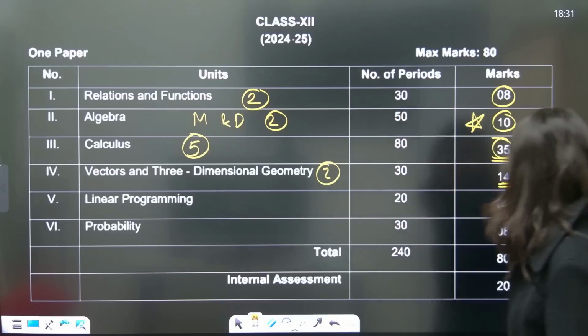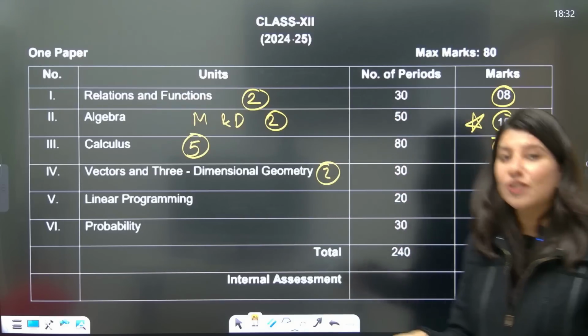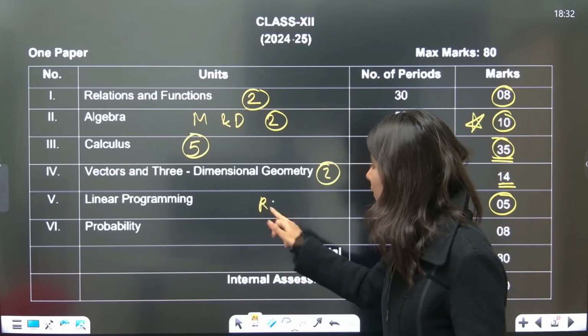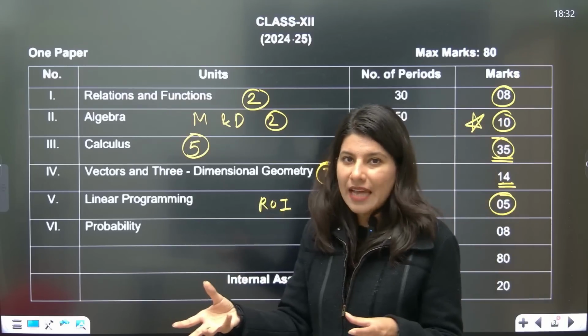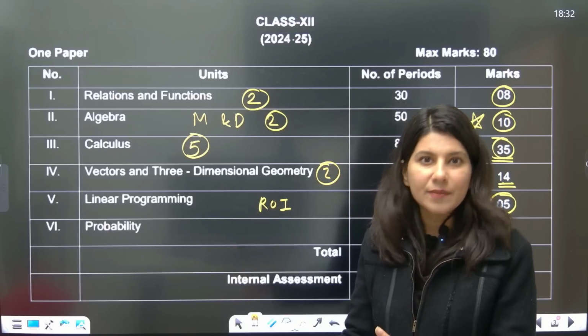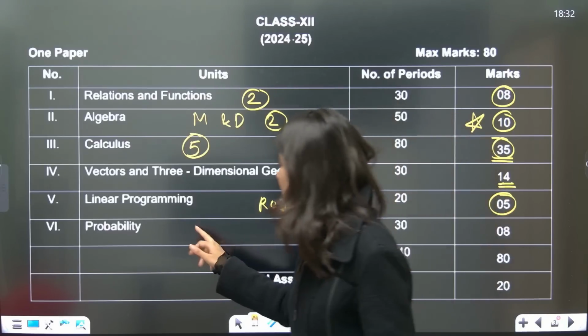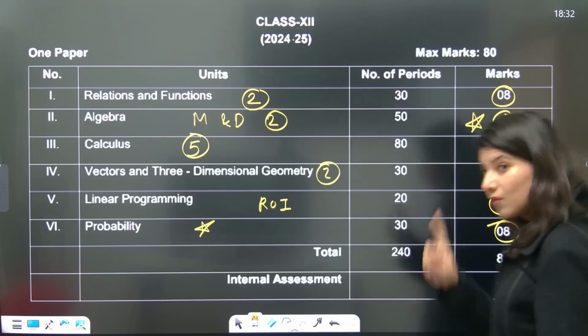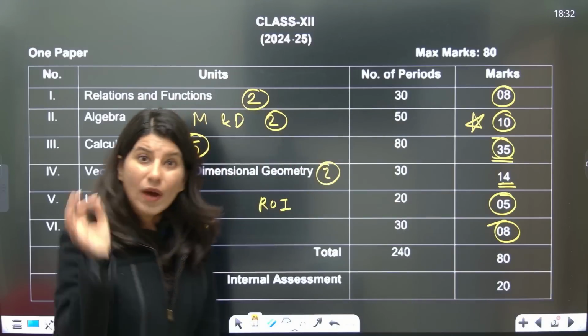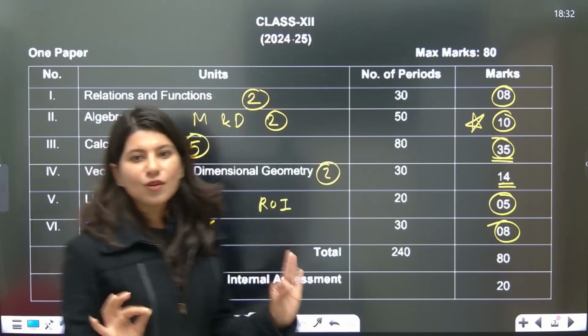Now vectors and 3D geometry, 2 chapters consisting of 14 marks. Linear programming, 1 chapter, 5 marks, and the question is also fixed. Again, high return on investment and less time consuming. A similar pattern has been observed and you might get a similar type of question. So again, this is also a good chapter. Probability is also high weightage, because 1 chapter carries 8 marks. So probability also is a good chapter.